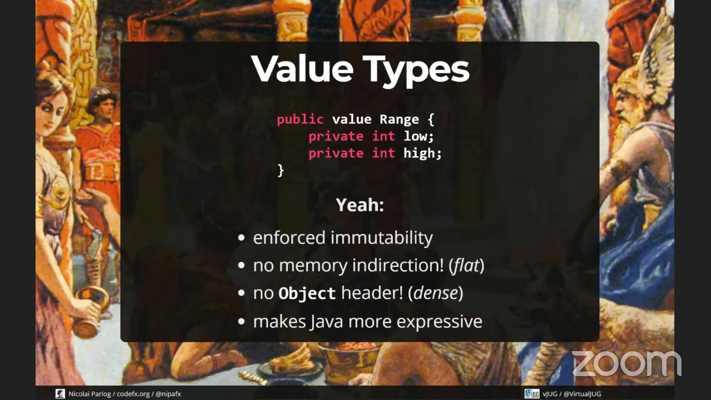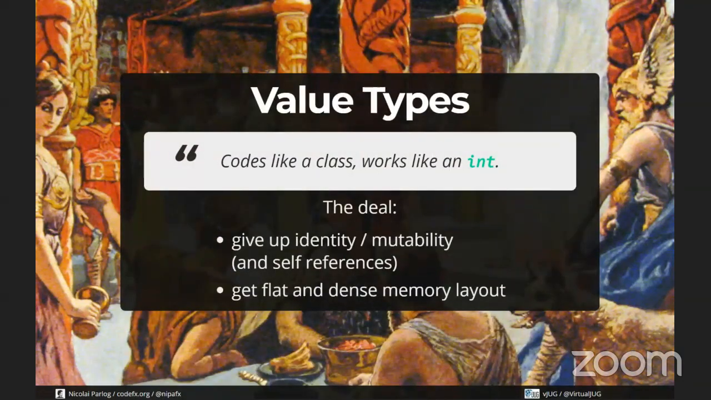Great things are like complex numbers, two-dimensional points, three-dimensional points, temperatures, or currency values. All these are great values. We say, look, a currency value of 10 euros is just 10 euros. You can make that 11 euros. You can replace it with 11, but you can't make the 10th thing an 11th thing. So value types have the mission to code like a class and work like an int. And the deal here is that you give up identity and mutability and self-references, but let's put that aside. You give up identity and mutability, and you get the flat and dense memory layout.